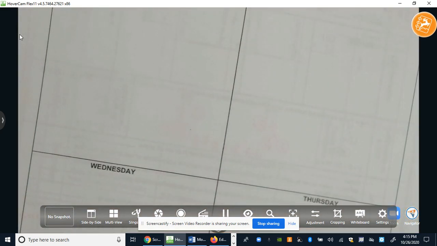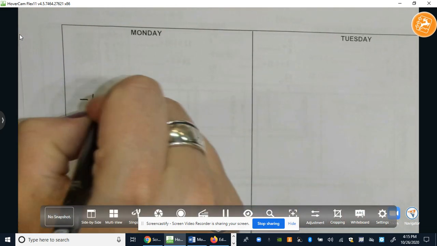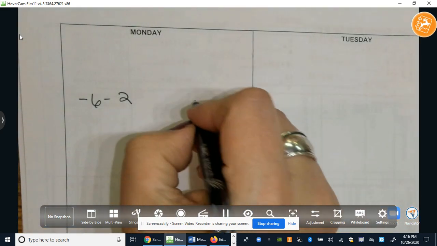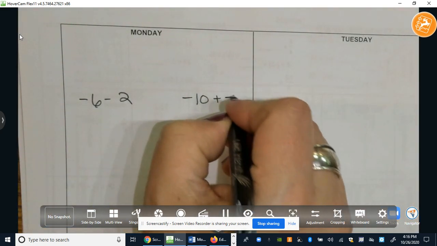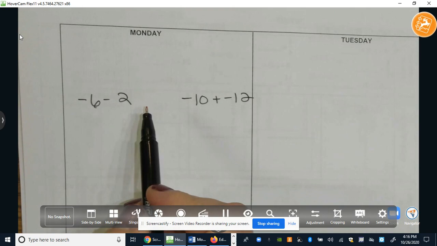Okay, so on the back we did questions of the day. Our question of the day, we're going to be doing adding and subtracting integers. We're going to be doing those reviews. So I have -6 minus 2 and -10 plus a -12. Okay, so -6 minus 2.